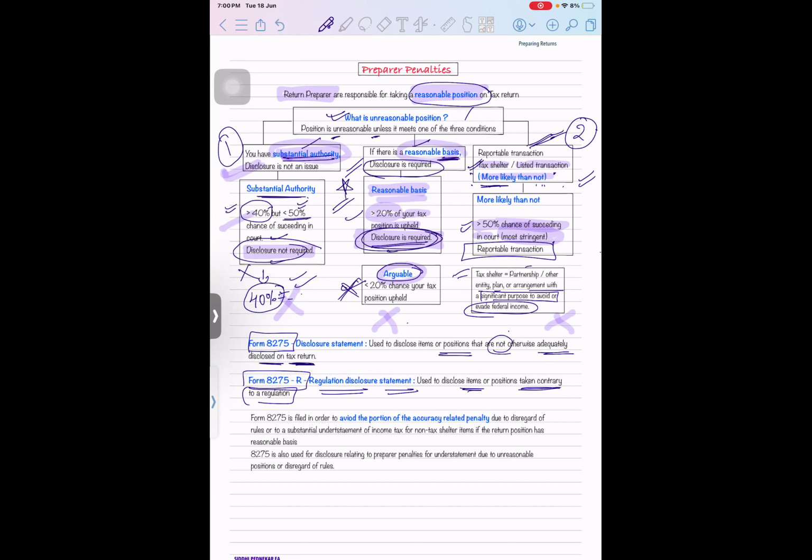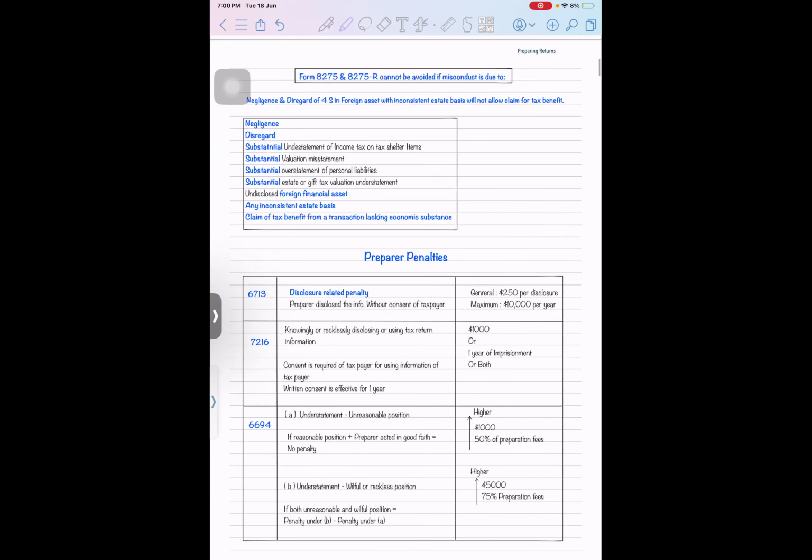tax return. Disclosing on the tax return means I know my income is $10,000, and the whole $10,000 should have been included on the return, but due to XYZ reason, I'm just including $8,000. So you have to disclose why you're not mentioning that $2,000 on the tax return. So that is a correct disclosure. This is for regulations; if you're disclosing contrary to the regulations, that is 8275R. Okay, clear guys?